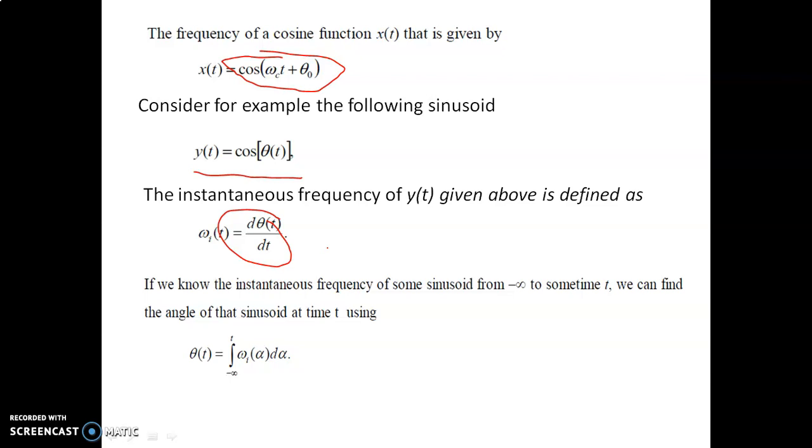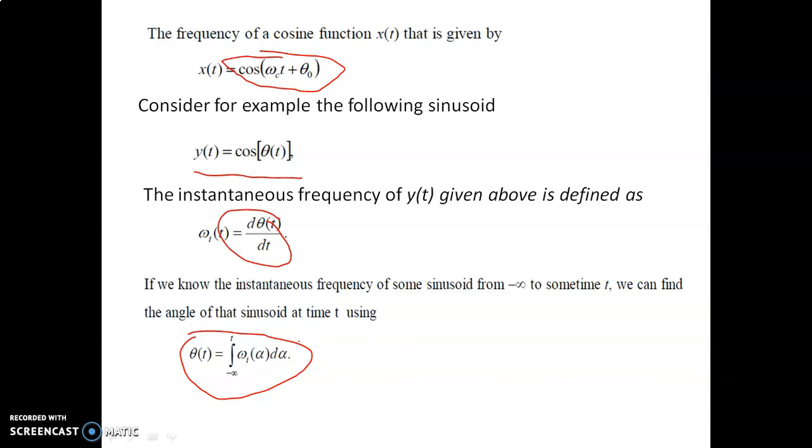If we know the instantaneous frequency of some sinusoid from minus infinity to some time t, we can find the angle of that sinusoid, which is given by this equation: theta(t) is equal to the integral from minus infinity to t of omega(alpha) d alpha.